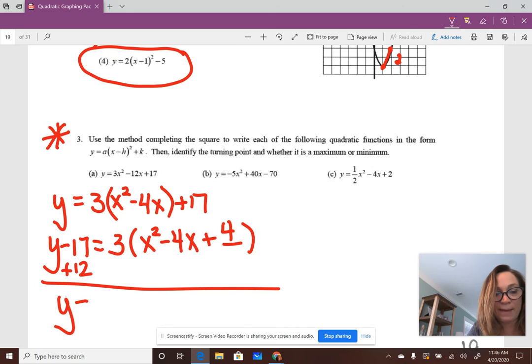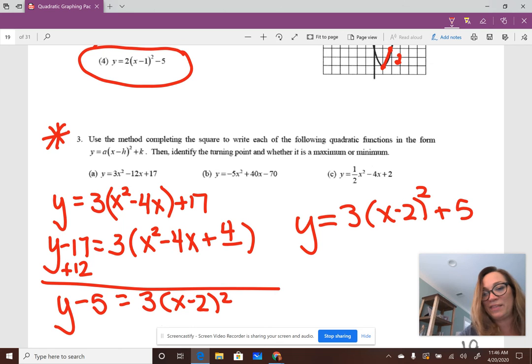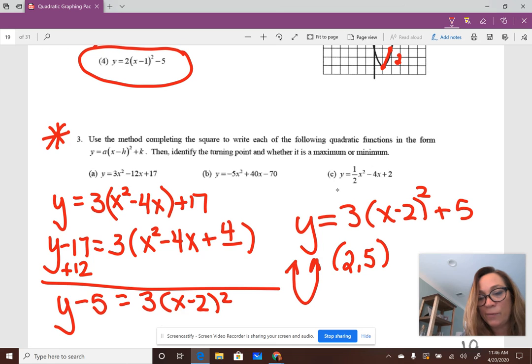So I get y minus 5 equals 3 parentheses x minus 2 squared. And then I just move the 5 back. So that gives me y equals 3 parentheses x minus 2 squared plus 5. So use the method for completing the square to write each of the following quadratic functions in this form. I did that. Identify the turning point. So the turning point would be 2, 5. Since the 3 is positive, the parabola is going to open up like that, which means that this is a minimum point.